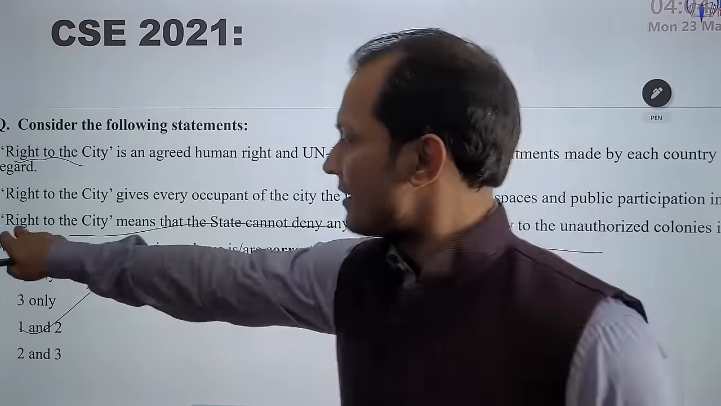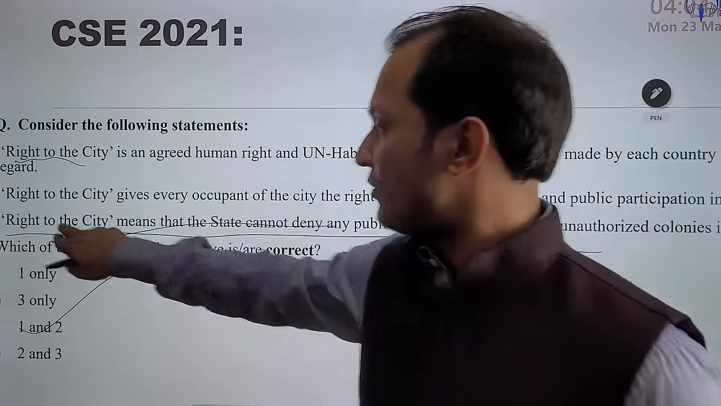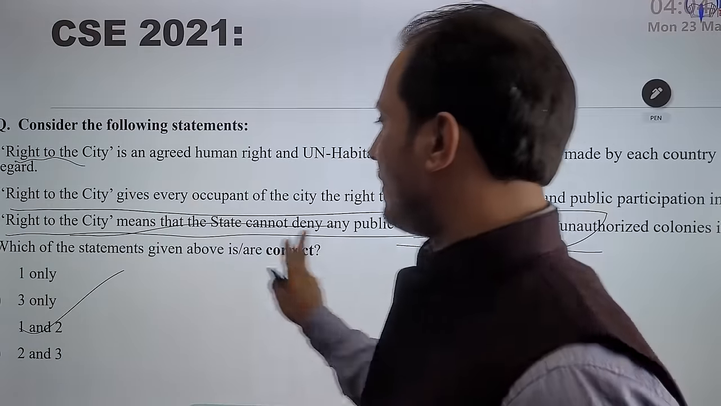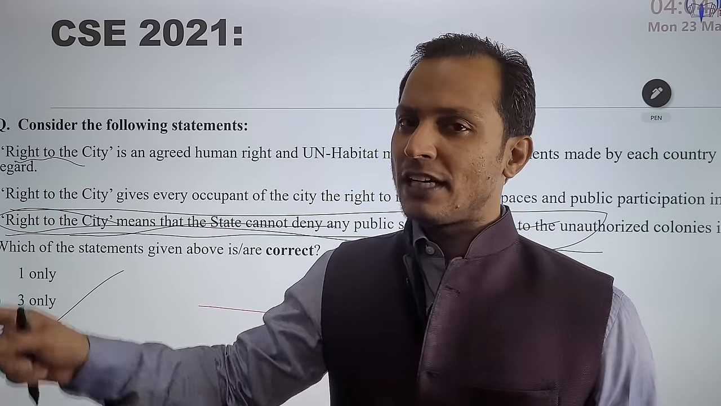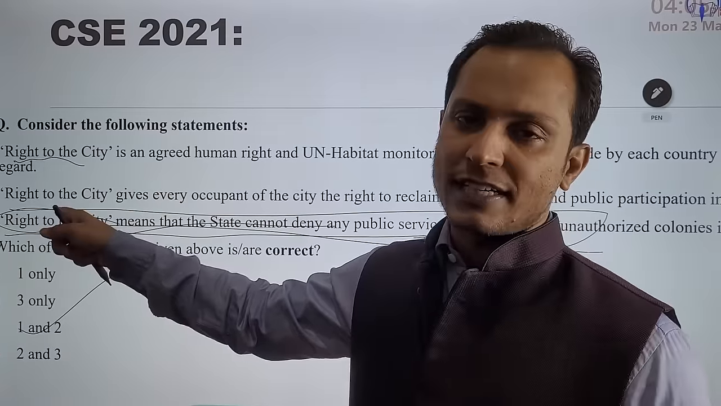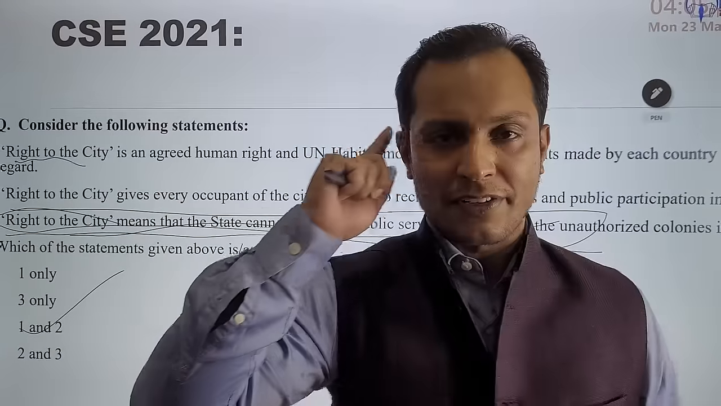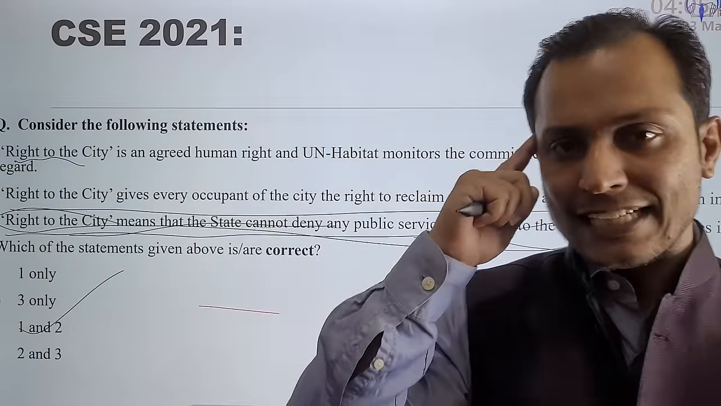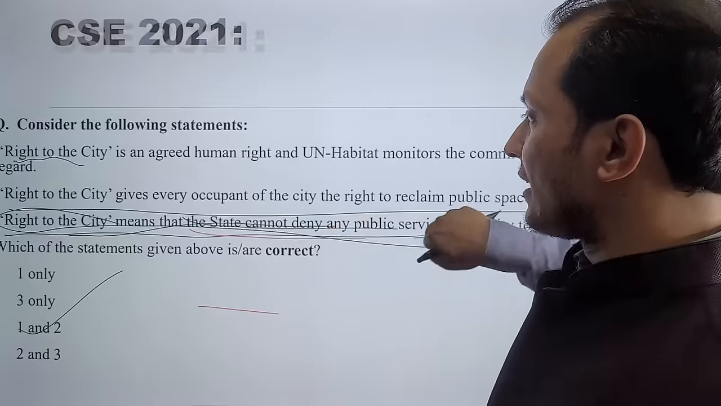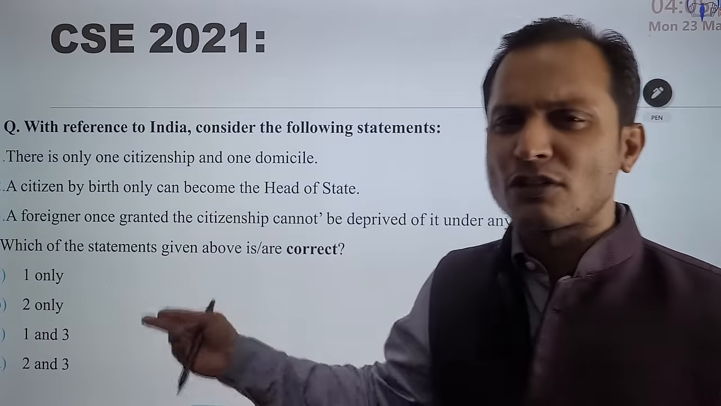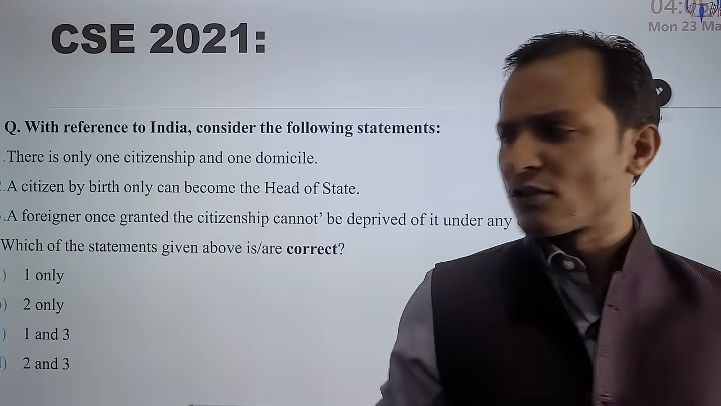If you really are amazed with this argument, if you really think, yes, this is the right argument, why we can eliminate options. Okay, it is not that we cannot eliminate options here. We can eliminate options, but we have to apply our basic understanding of the theory also, which is the theory of rights. Let us go to the next question, guys. Again, a very simple question on citizenship. Very simple question, guys.